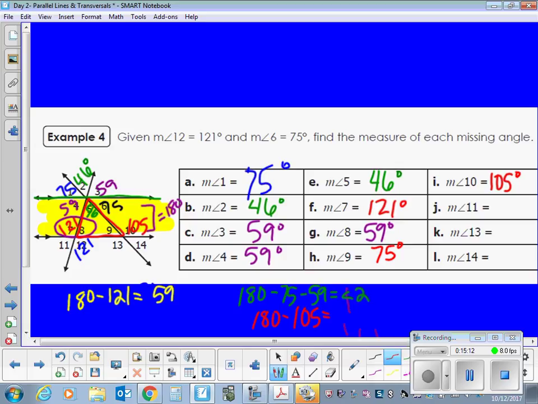Don't freak out yet, guys. This is still in the video. Alright, if I have angle measure 8, I have angle measure 11. What is it? 59, because they're a linear pair. What about 13? 105. Sorry, vertical angle. What about 14? 75. How'd you get 75? Vertical to angle 9.